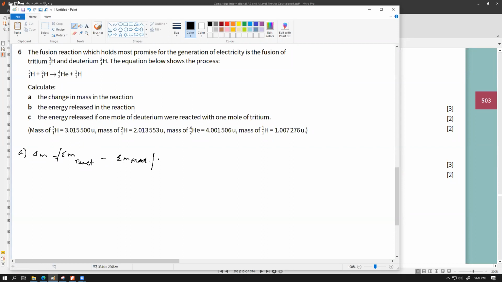Actually, I should do that. Forget about the modulus sign for the time being. I will give the modulus sign if we get into trouble, but I hope we won't. Change always means final minus initial, so might as well stick to the principle. That's why I rewrote this equation. So here, our products are helium and hydrogen. This is the mass of helium, this is the mass of hydrogen, and these two are on this side. So add the total and subtract, see how much you get.